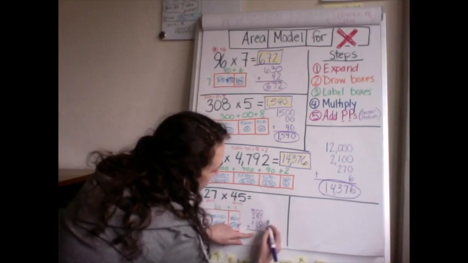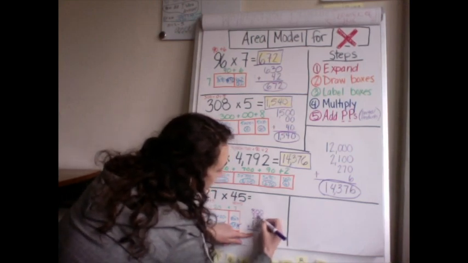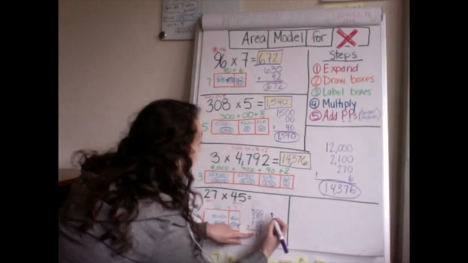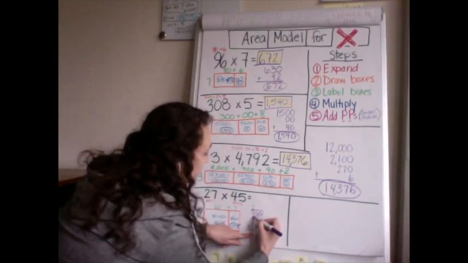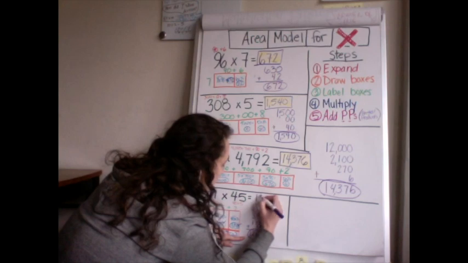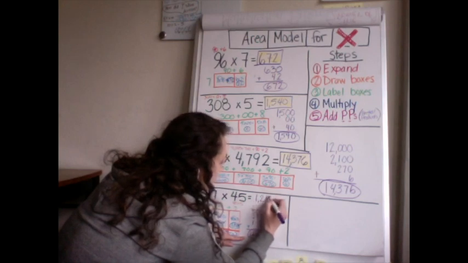0 plus 0 plus 0 plus 5 is 5. 0 plus 8, 8 plus 3 is 11. My 1 goes down, my 1 gets regrouped. 8 plus 2 is 10, plus 2 is 12. So here is my answer. My product is 1,215.